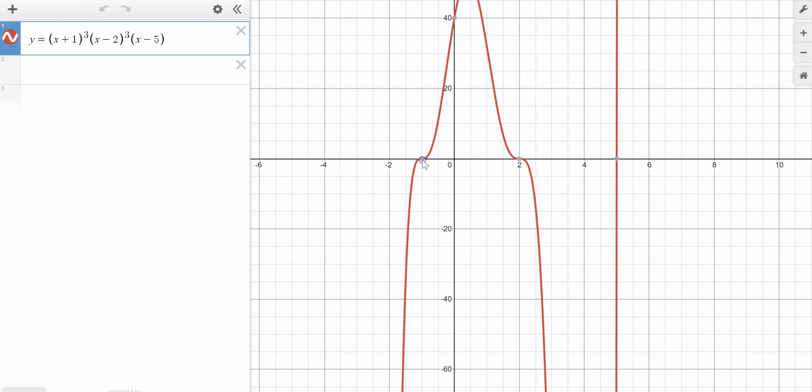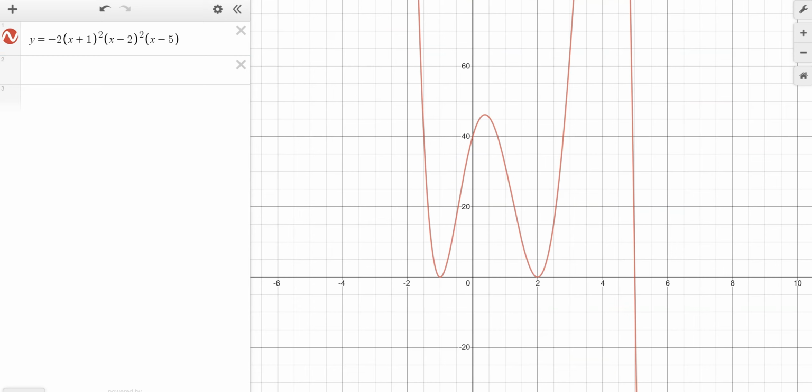So again, we have a negative 1, 2, and 5. But we have an odd at negative 1. See how it makes the odd shape? And we have an odd at 2. See the odd shape? And we have a line at 5. And if you add these up, we have 3 plus 3 plus 1. That's 7. So you see the odd shape, how it goes down and then comes up. So that's our end behavior from there.